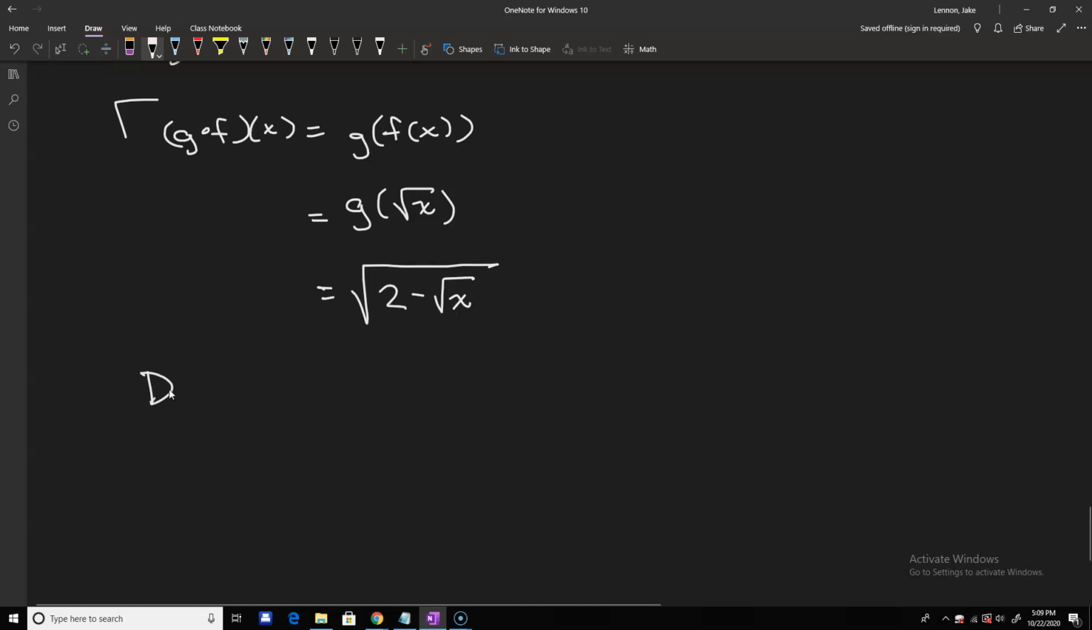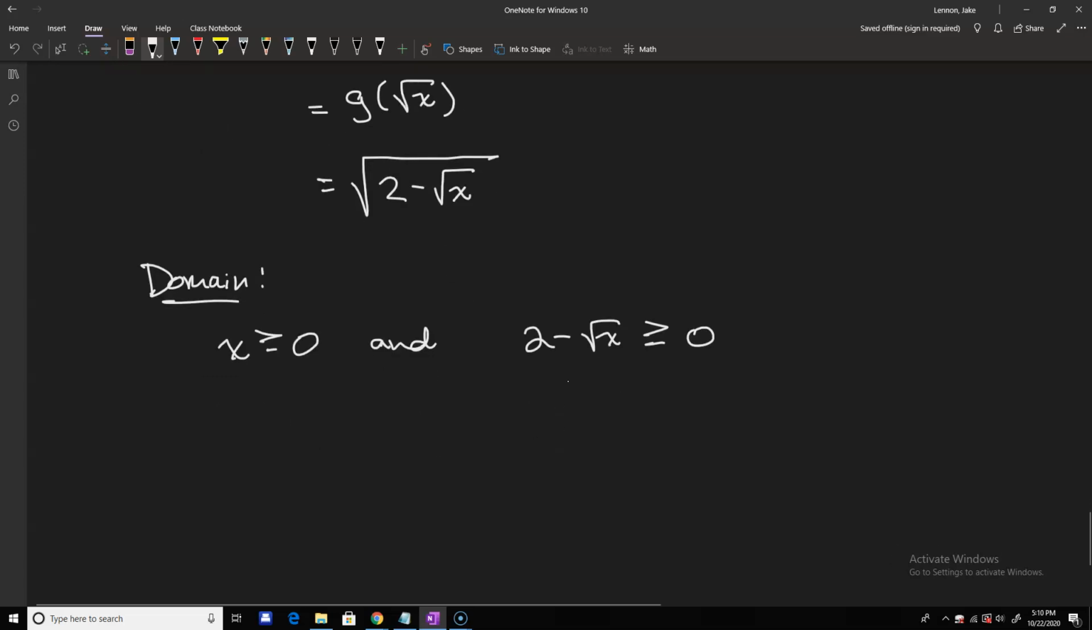So the domain, we have two things that we need to happen because now we have the square root of x inside there. So we need x to be greater than or equal to 0. And we also need 2 minus the square root of x to be greater than or equal to 0. So we have to solve this inequality. So this would say 2 is greater than or equal to the square root of x. And then we could square both sides, squaring both sides yields 4 greater than or equal to x.